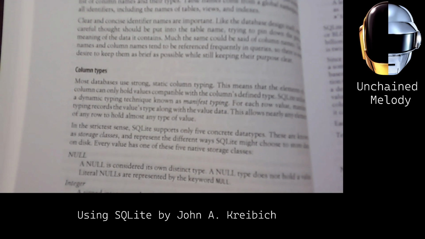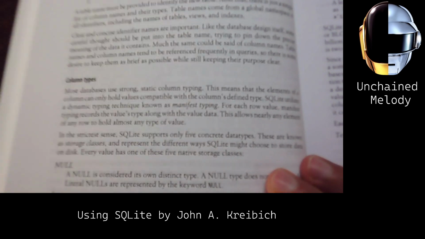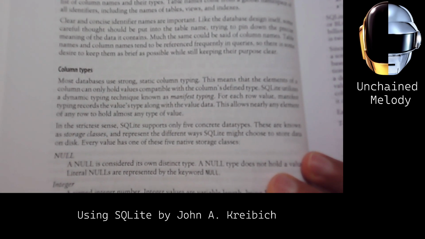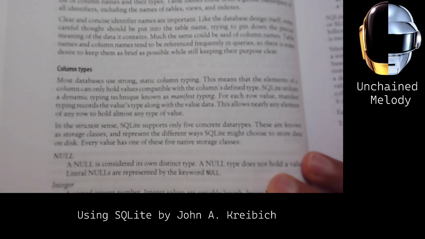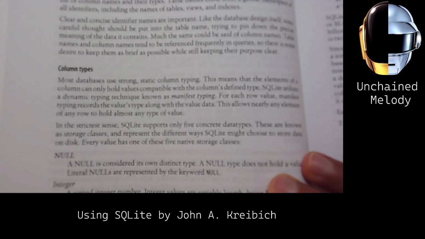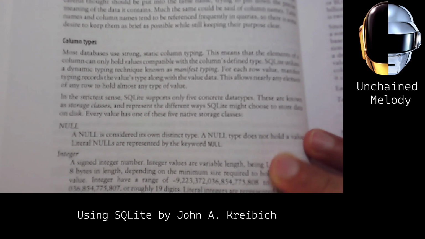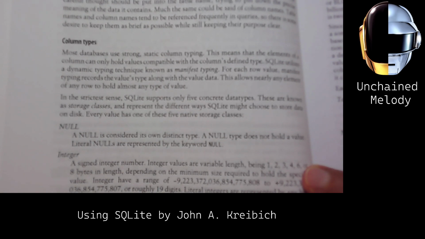Column types. Most databases use strong static column typing. This means that the elements of a column can only hold values compatible with the column's defined type. SQLite utilizes a dynamic type technique known as manifest typing. For each row value, manifest typing records the value's type along with the value data. This allows nearly any column of any row to hold almost any type of value.